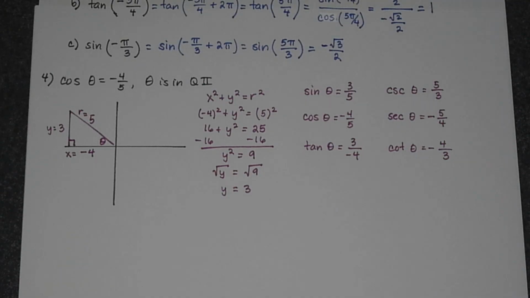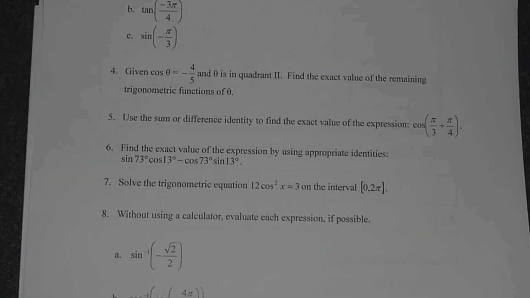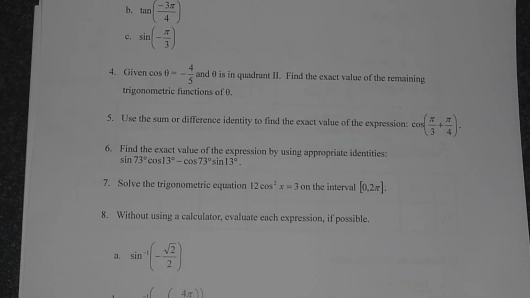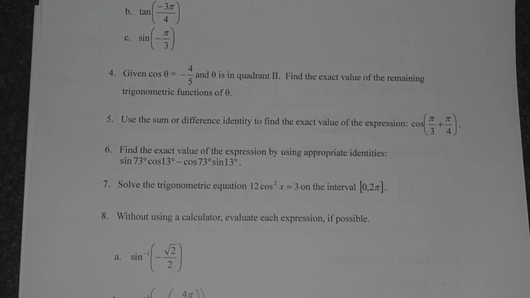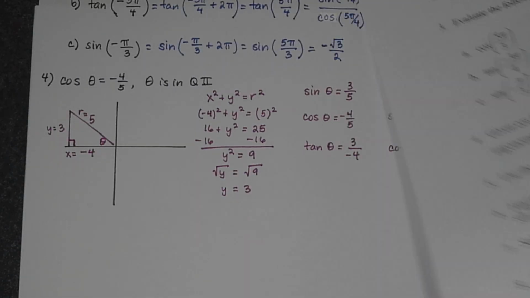Okay, problem number 5. That's where you're going to use the sum or difference identity to find the exact value of the expression cosine of pi thirds plus pi fourths.